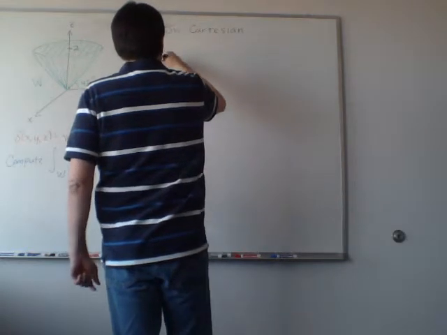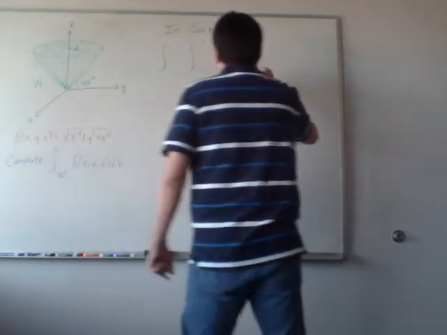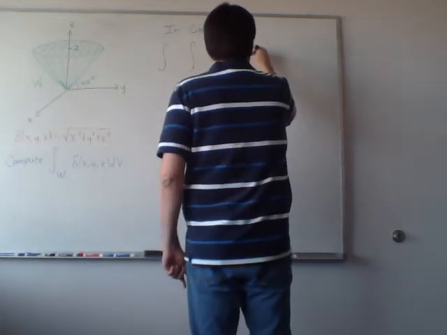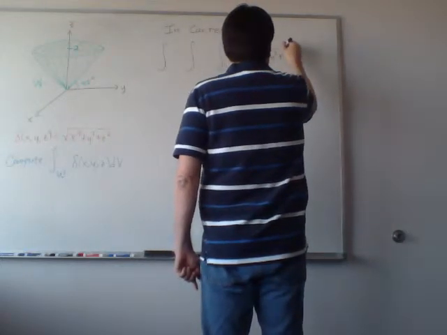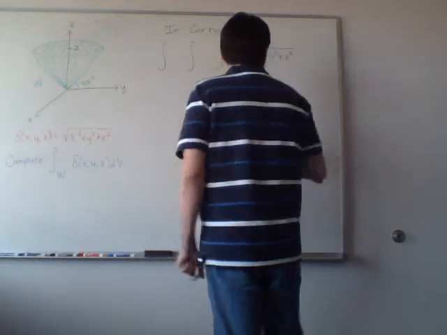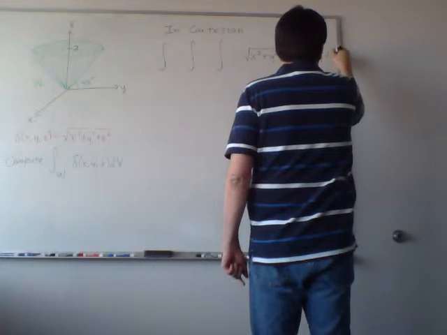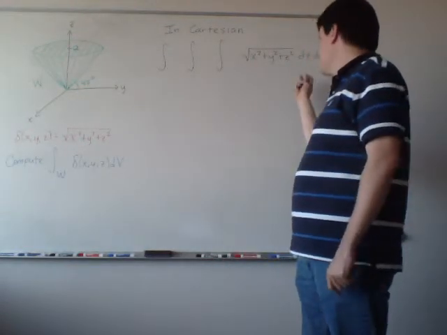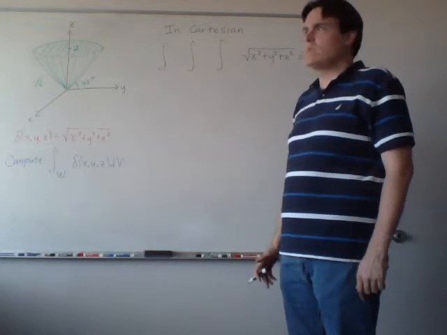I know that my integral is going to look something like this, and I'm just going to give myself a lot of space to work at first. I know that I'm going to have 3 integrals, and my integrand is going to be square root x squared plus y squared plus z squared. And then in Cartesian coordinates, my dV, my volume element, is going to be dz dy dx, or some other ordering of those. I could use dx dy dz, but I always like starting with dz dy dx and seeing if that'll work. If not, I can always try something else.